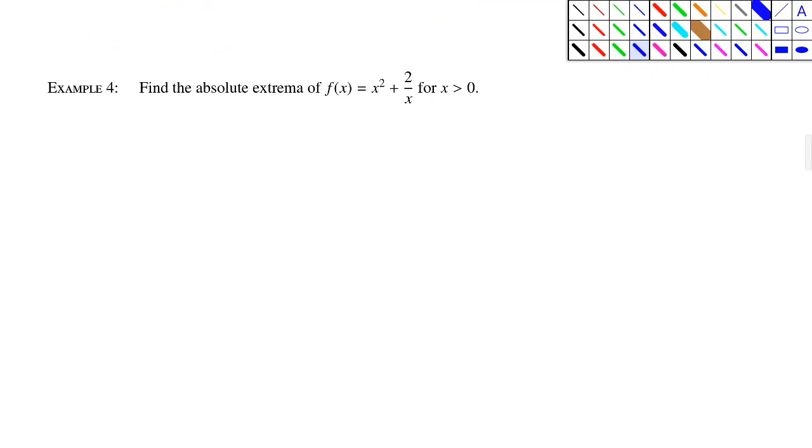Example number 4. Find the absolute extrema of f of x is equal to x squared plus 2 over x for x greater than 0. So first observation is that the extreme value theorem does not apply because this is an open interval. This is 0 to infinity, so that's open. And so the extreme value theorem does not apply. So we'll have to do this one the old-fashioned way.